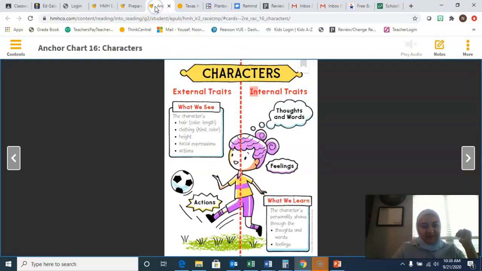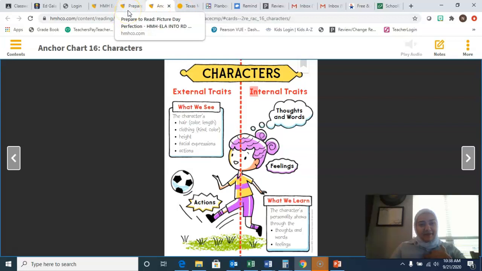Before we start reading the story, I want us to go over characters. Yesterday we read the story Violet the Pilot, and we went over external traits and internal traits. Today we're also going to be focusing on the character. Again, the external traits is what the character looks like and what the character does. The internal traits are how the character's personality is and how they are on the inside, their thoughts, their words, their feelings on the inside. Those are the internal traits, okay?